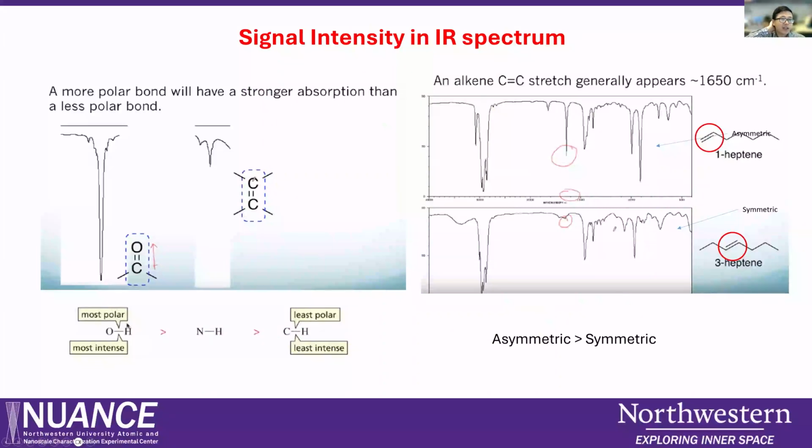For the IR signal, a more polar bond gives a stronger absorption, a higher intensity. Like OH compared to carbon-hydrogen, OH is more polar, so the intensity will be much higher. Also, if the bond is symmetric, with both sides the same, the intensity is much lower. If it is asymmetric, with the bond at the end or in the middle, the dipole moment change is huge and the intensity also increases. So the environment also affects the frequency a lot.